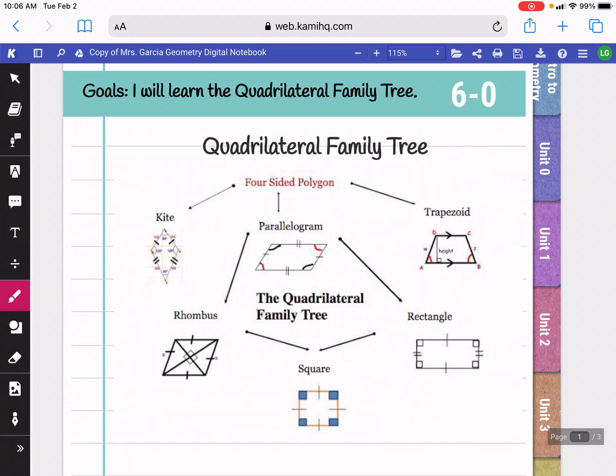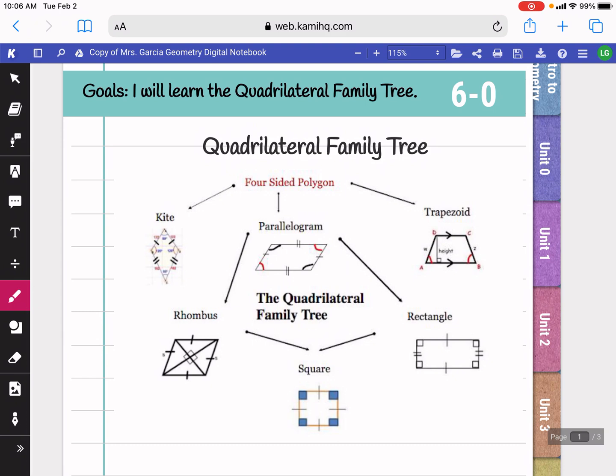In Unit 6, we're going to be learning about quadrilaterals. Now, I'm going to briefly show you the quadrilateral family tree, which consists of the different types of quadrilaterals we will be seeing throughout the unit. Quadrilaterals, as you know, are four-sided polygons. They can be divided into kites, parallelograms, and trapezoids.